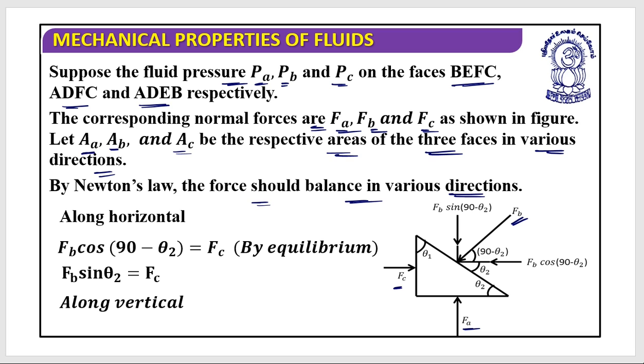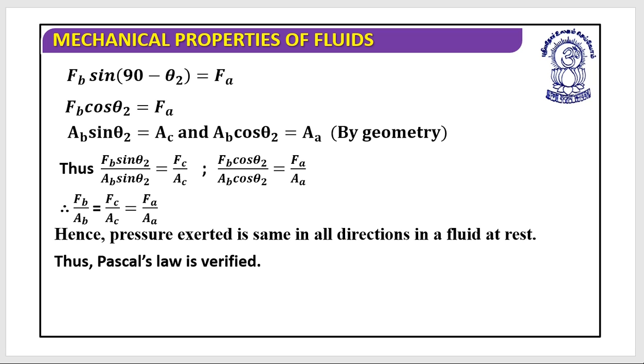From Newton's law, the forces should balance in various directions. Along the horizontal, FB cos(90 - theta 2) should equal FC, because they are in equilibrium. Cos(90 - theta) is sin theta, so FB sin theta 2 equals FC. In the vertical direction, FB sin(90 - theta 2) equals FA, and sin(90 - theta) is cos theta, so FB cos theta 2 equals FA.